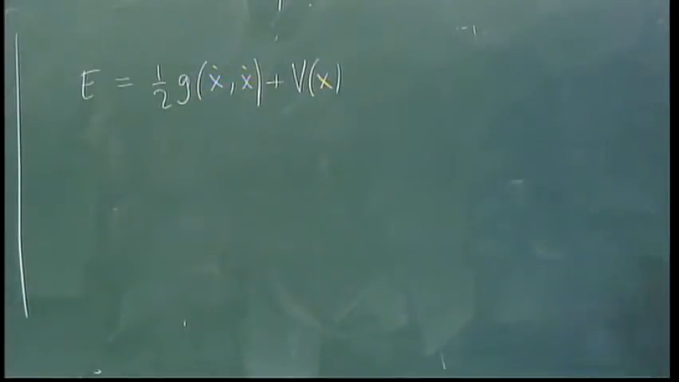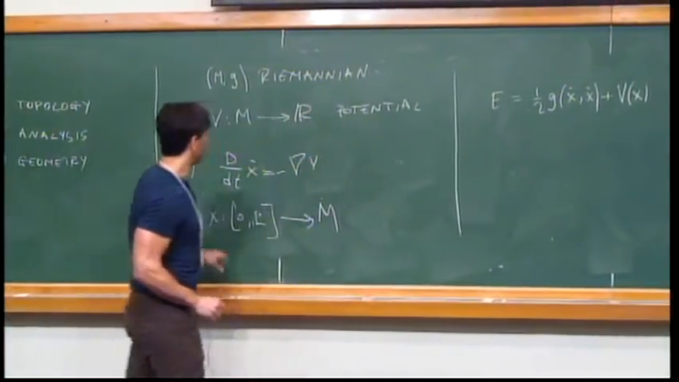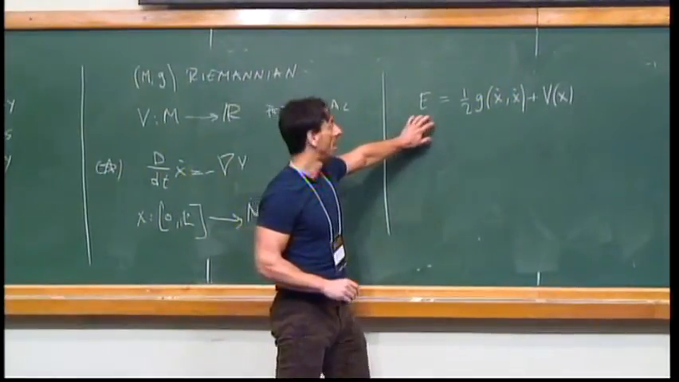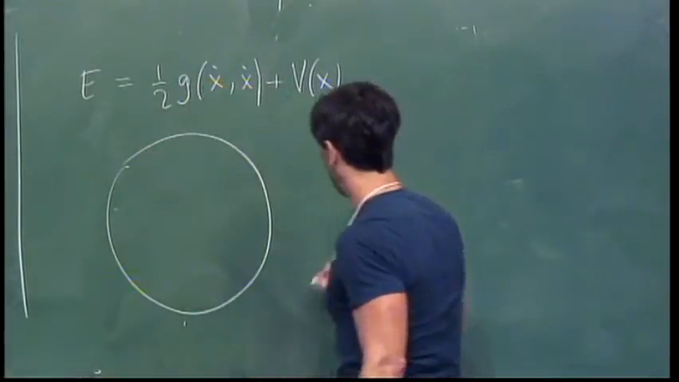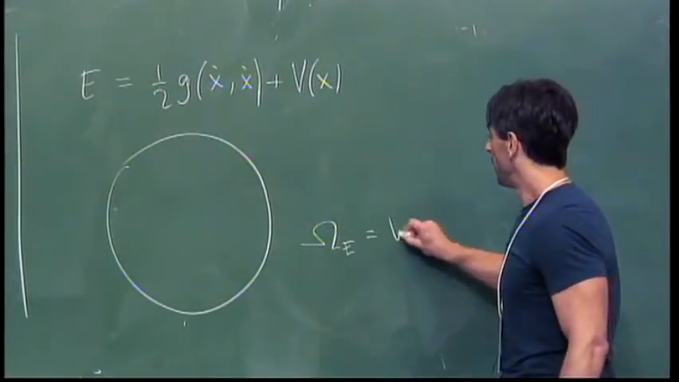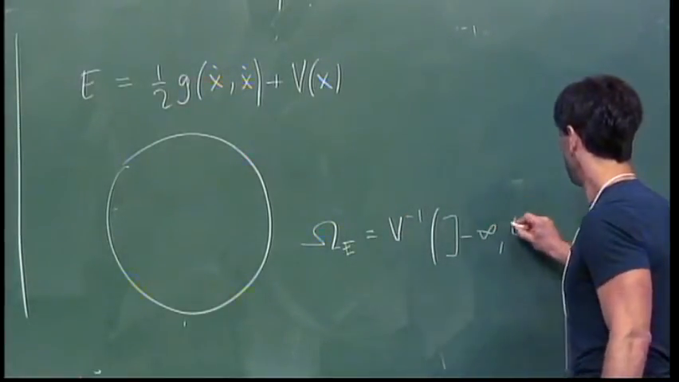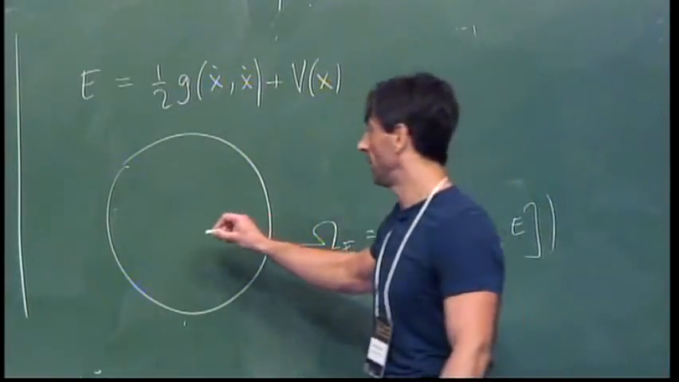And it is interesting to ask where these solutions live. If you fix a value of E, then solutions of these equations satisfying this conservation law live in a set which I will call omega E, which is the sublevel of the function V corresponding to the value E. Okay, they must live inside this set here.